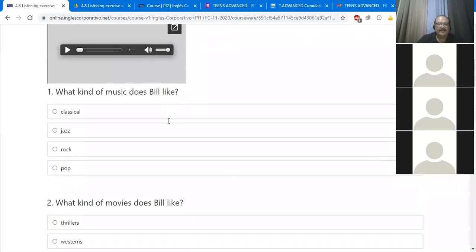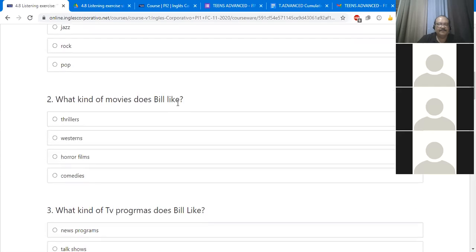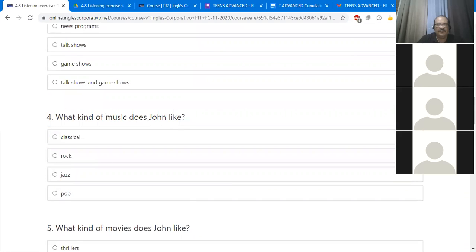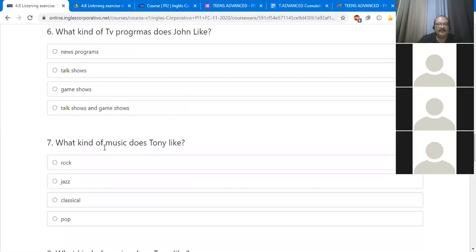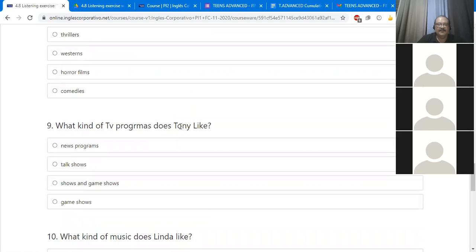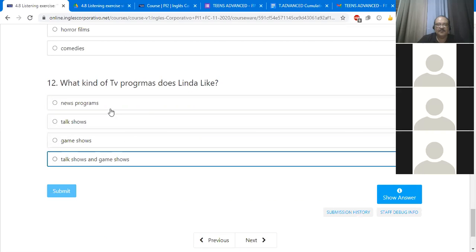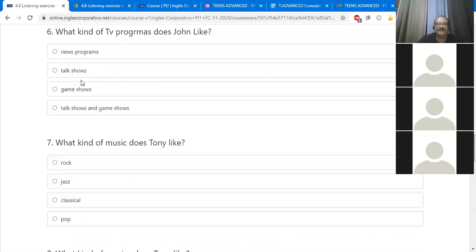Okay, now take a look at the questions. What kind of music does Bill like? What kind of movies does Bill like? And the TV programs. About John, the music, movies for John, and the programs. And then the same case for Tony, about the programs, and then you have Linda. Okay, you have to see which one matches with who. News programs, talk shows, game shows, talk shows, and game shows. These are her answers. Okay, listen again.